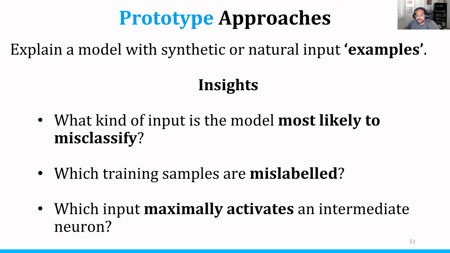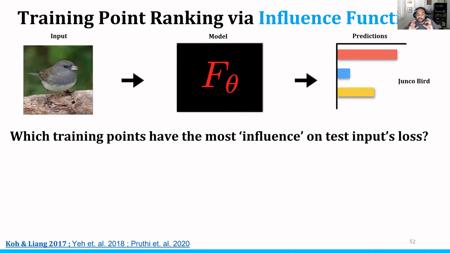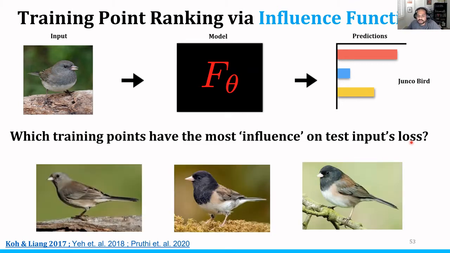The one we're going to be focusing on is training points that are most influential, computed via influence functions. So which training points have the most influence on a test input loss, right? So the fact that we predict this is a junco bird, we want to be able to find all of the training data points that were most responsible for this decision, right? So it would probably bring up a bunch of other birds, which may or may not be junco birds, right? And so you can say, oh, this is similar to this, not because of a feature, but because overall these birds look similar. And that's why the model is predicting a certain behavior.